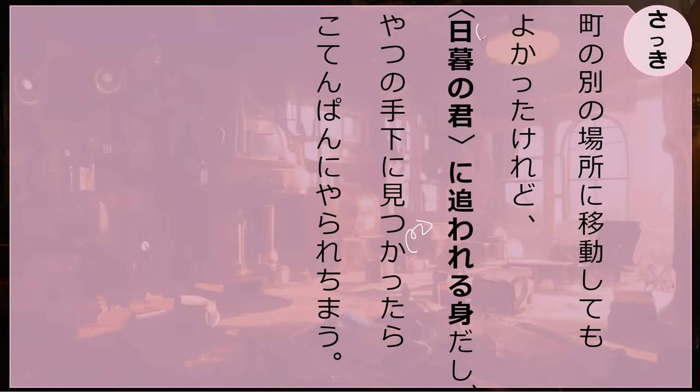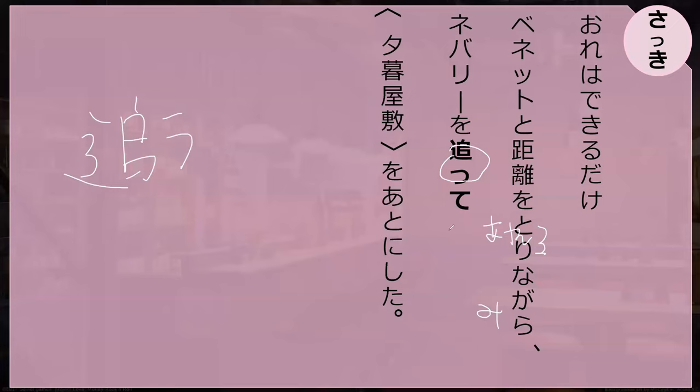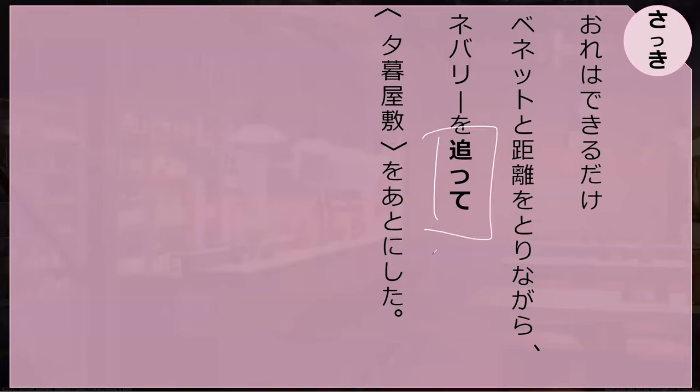What is it? Higure no kimi ni owareru mi. Owareru mi dashi. I forgot what this means. Something about the Lord of Twilight, the body. So that, what does otte mean? Otte, to chase. To chase.